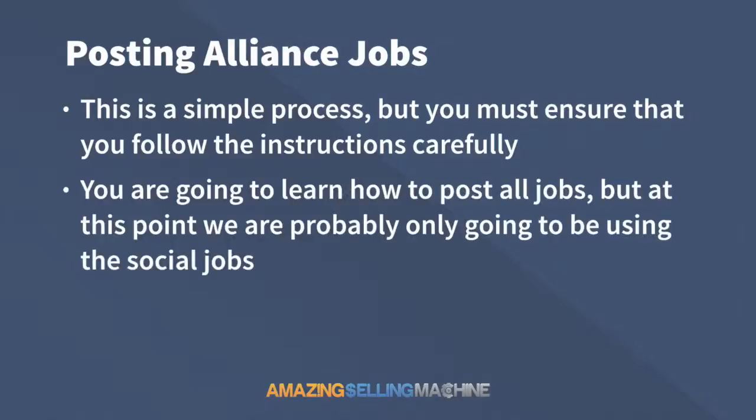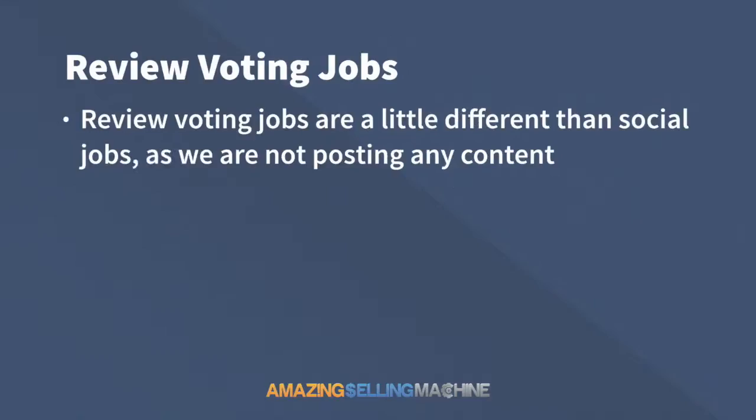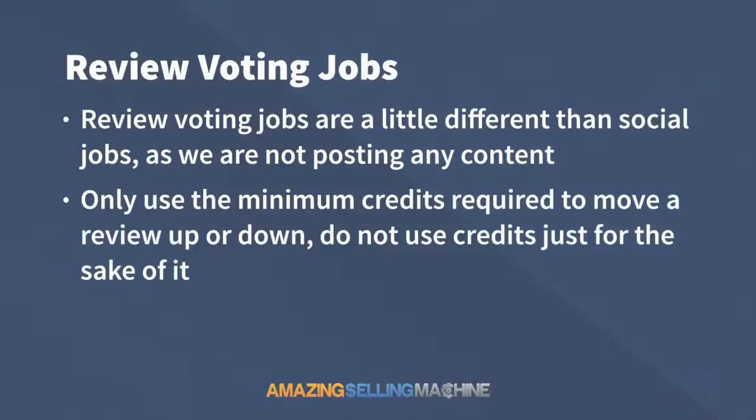You're going to learn how to post all jobs, but at this point we are probably only going to be using the social jobs. This is because at this point you probably haven't got enough reviews to use the review voting jobs. Review voting jobs are a little different than social jobs, as we are not going to be posting any content, and it's important that you only use the minimum credits required to move a review up or down. Do not use credits just for the sake of it. This will make a lot more sense when we actually log into Amazing.com and I show you exactly how the review voting works.